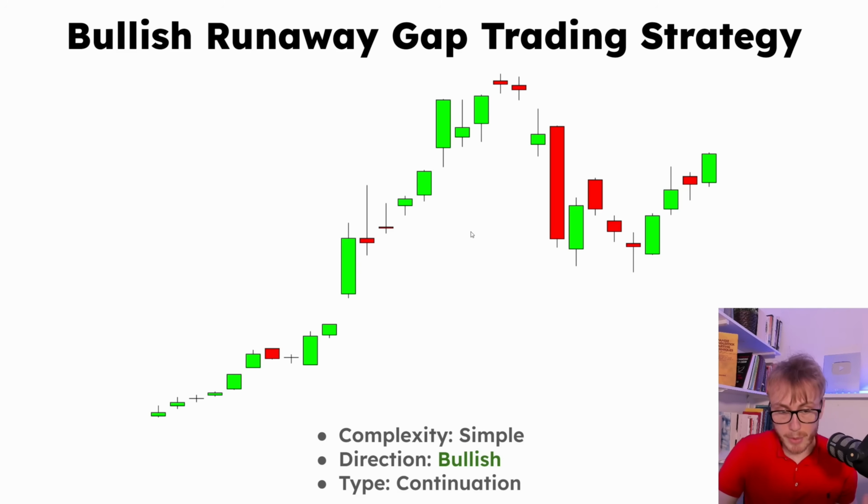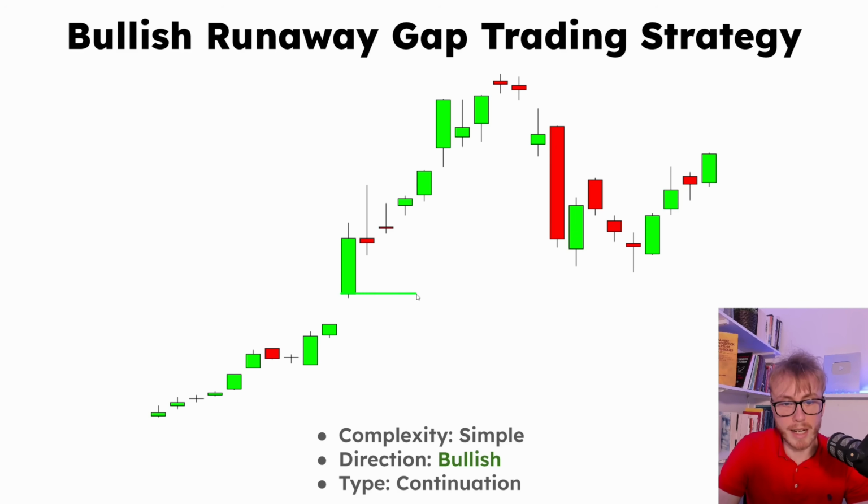Another thing that is important to notice here is that before the runaway gap, we need to see an uptrend. And in this case, we indeed saw an uptrend before the gap. Then the gap appeared, and remember, the pattern confirms when this candlestick opens. So how do we trade this pattern?